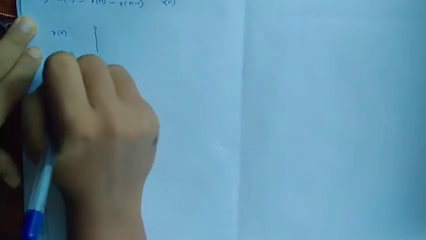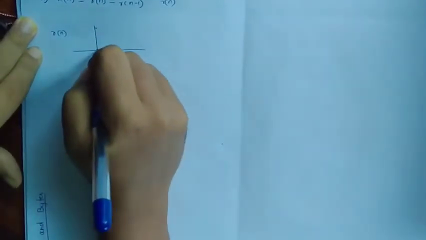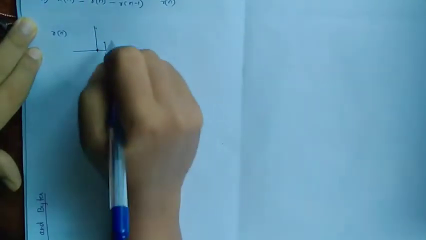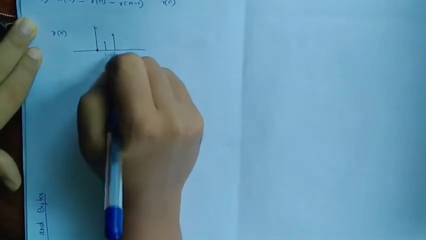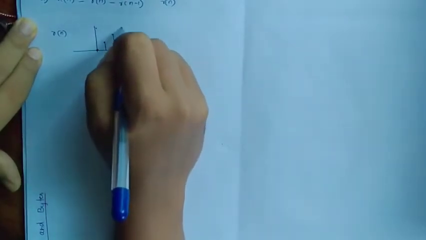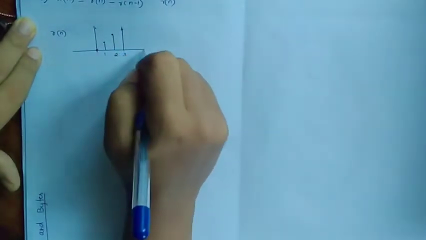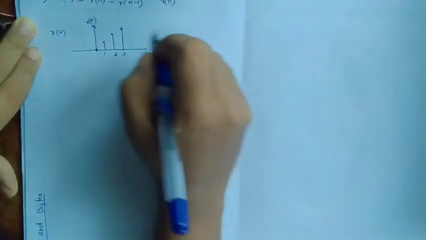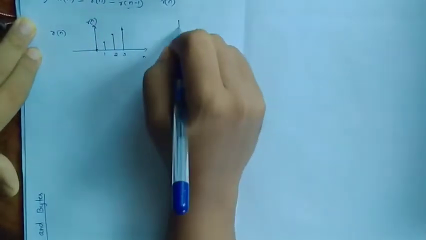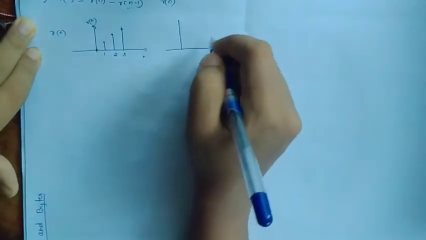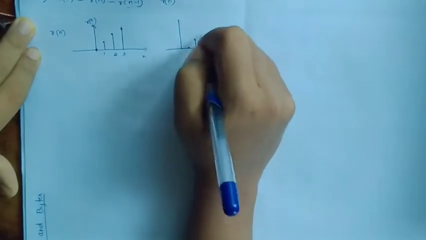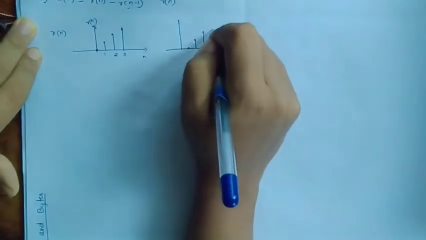R of n is actually our ramp signal, right? When n is equal to 0, r of n will be equal to 0. When n is equal to 1, r of n will be equal to 1, and so on. N is equal to 2, r of n will be equal to 2, 3, and etc. So this is our r of n, and the next one is r of n minus 1. So it will be shifted to the right side by 1. So it will be like this.